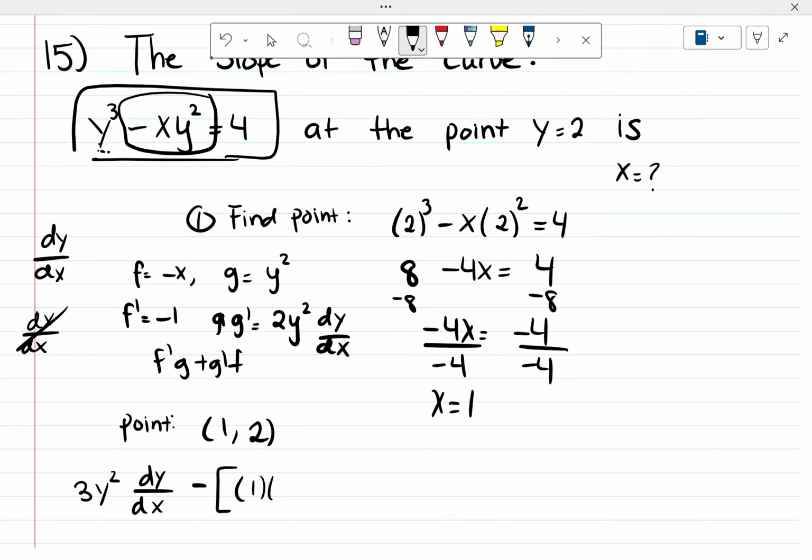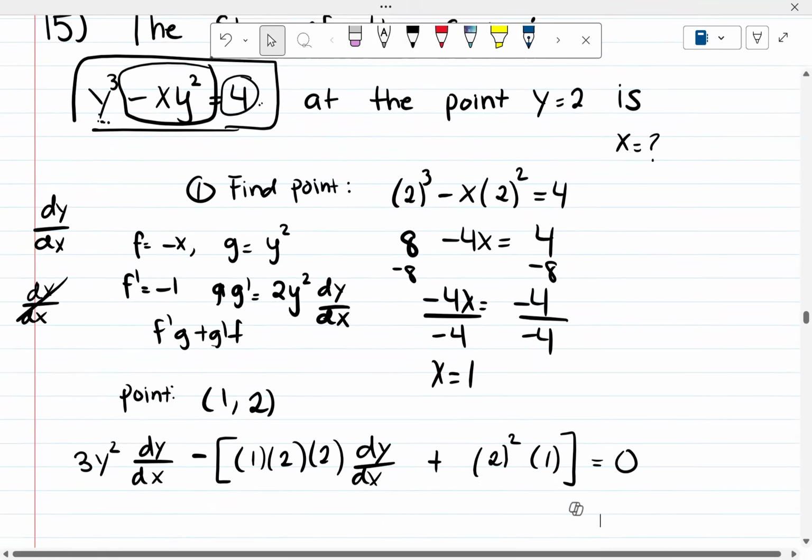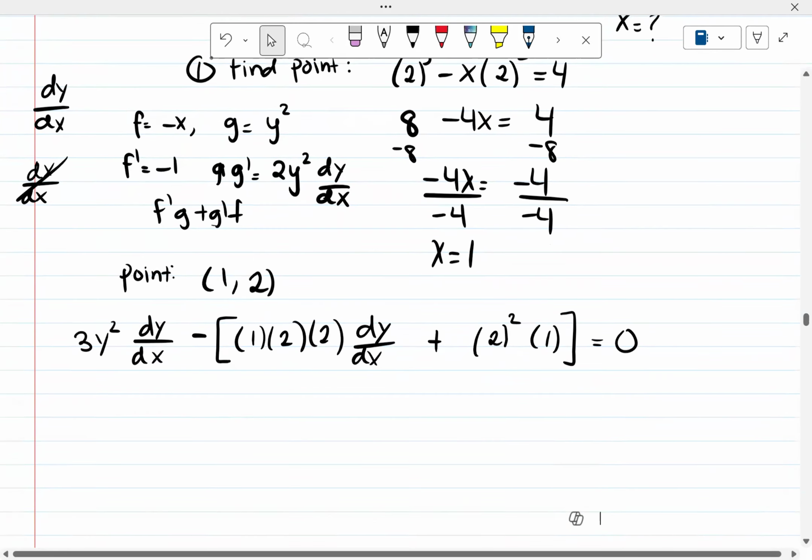1 is 2 times 2 times dy dx plus 2 squared times 1. And then on the other side, so this whole thing right here, when you apply the product rule, this is what you're going to get. And then the derivative for it is 0. So kind of clean this up.